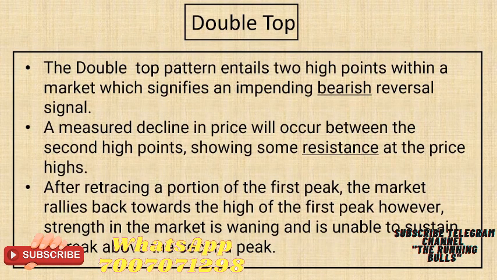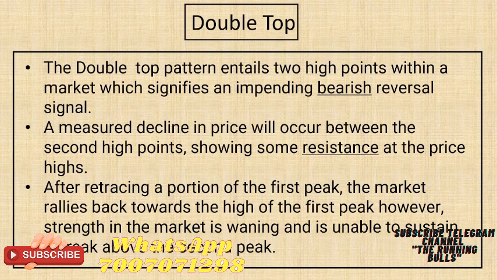The double top pattern entails two high points within the market, which signifies an impending bearish reversal. A measured decline in price occurs between the two highs, showing resistance at the price high. After retracing a portion of the first peak, the market rallies back to the high of the first peak. However, the strength in the market was waning and unable to sustain. A break above the second peak would take in a stop loss.